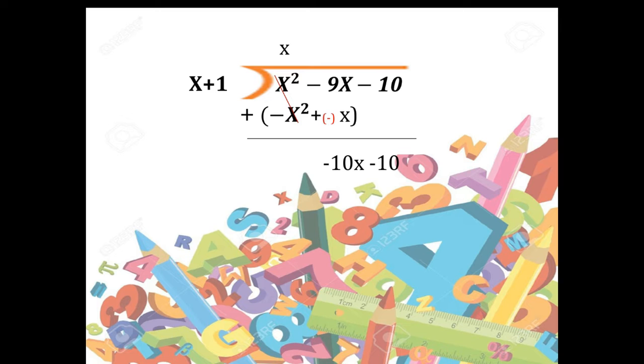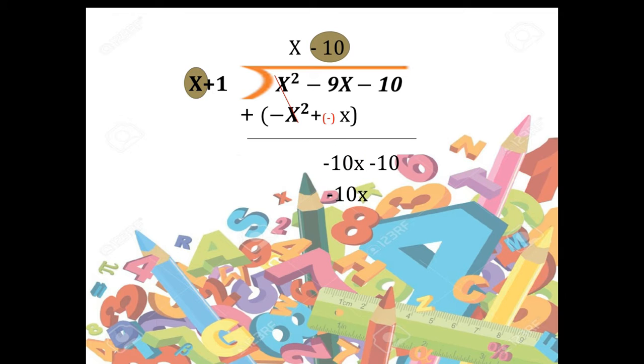Then, let's look at the leading term of the divisor, which is x, and the new leading term of the dividend, which is negative 10x. And if I divide the negative 10x by the x, I would end up with a negative 10, so I'll put that on top right above the negative 9x.